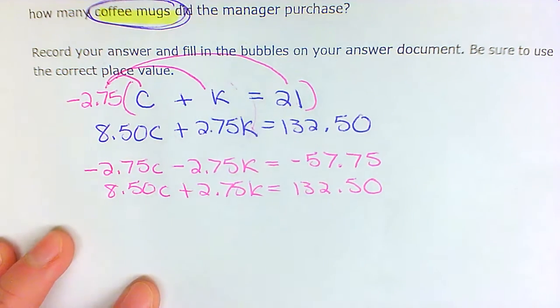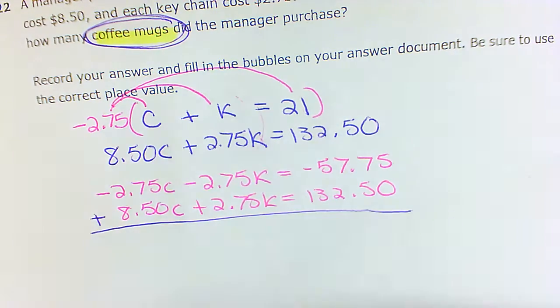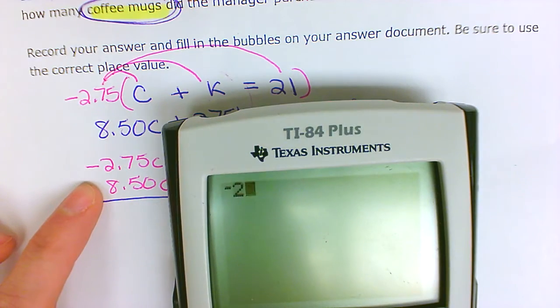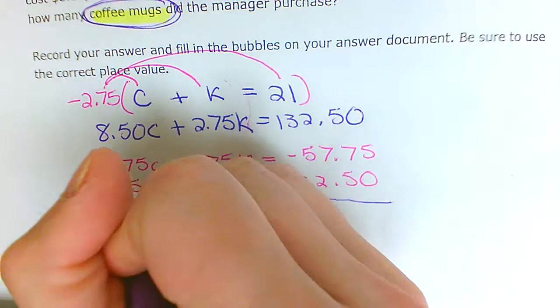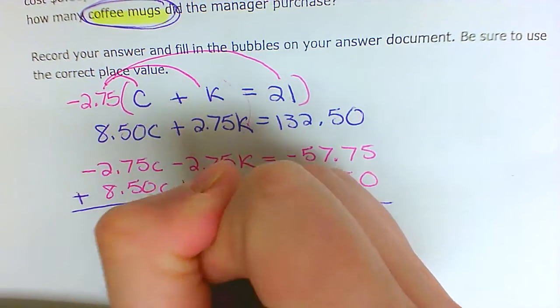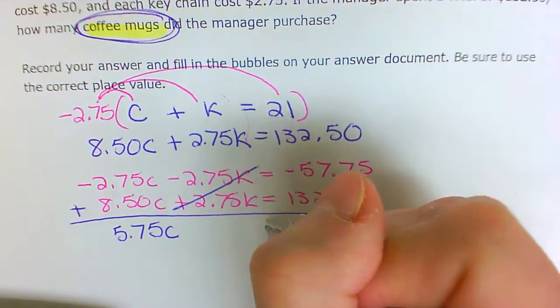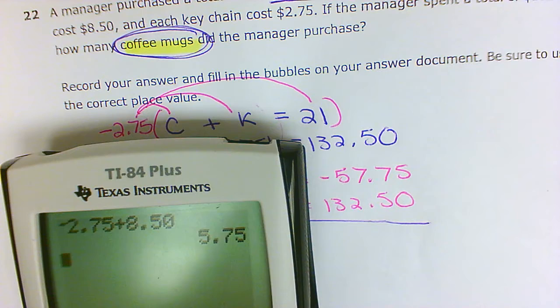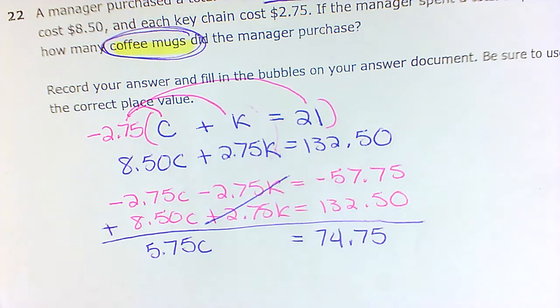Now I can add my two equations going straight down. Okay, so if you want to use your calculator for this, I've got negative 2.75 plus 8.50. That gives me 5.75C. These two have the same number and opposite signs, so when I add them together I get 0. They've been eliminated. And on my other numbers, negative 57.75 plus 132.50 gives me 74.75.